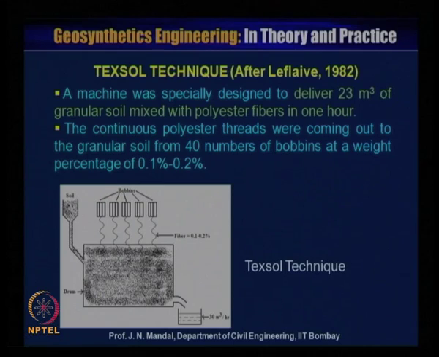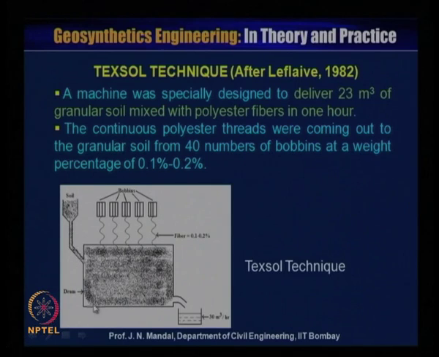This is after Leflaive, 1982. This machine was specially designed to deliver 23 cubic meters of granular soil mixed with polyester fiber in 1 hour. And this continuous polyester thread comes out through the granular soil from 40 bobbins at a weight percentage of 0.1 to 0.2 percent.